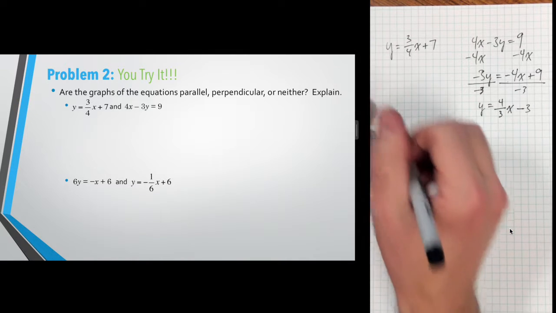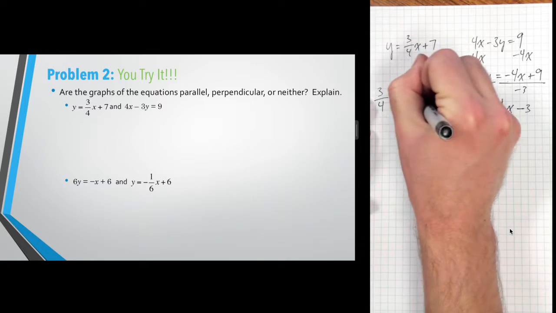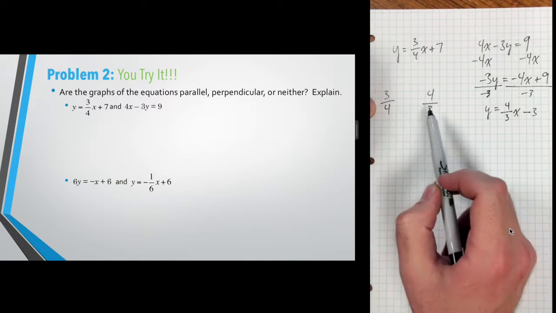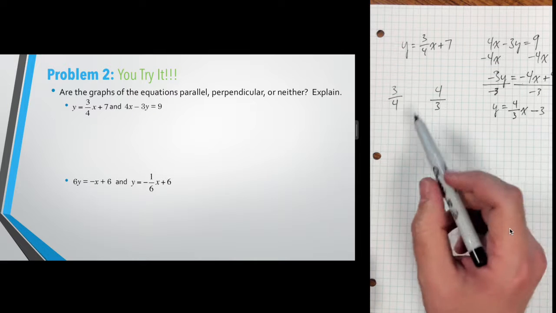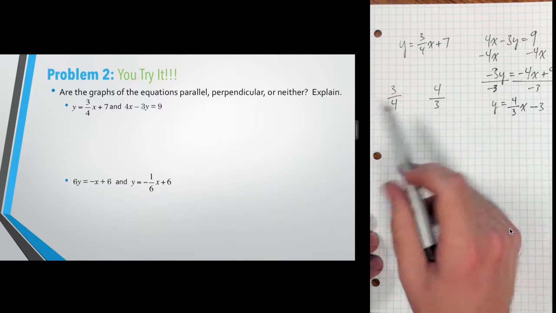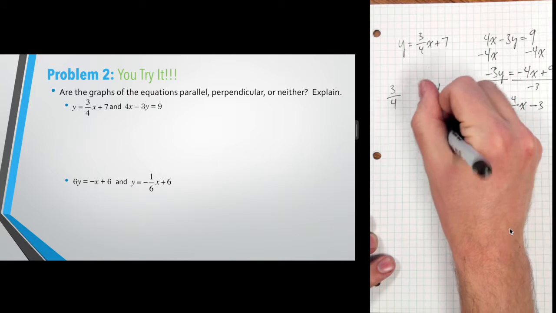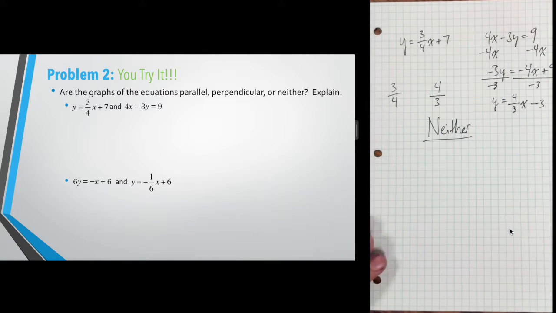Compare their slopes now. We have 3/4 and 4/3. Notice that the 3 and the 4 switch. However, they're both positive. So while they're reciprocals, they're not opposite reciprocals. And they're also not the same slopes. Therefore, this is neither parallel nor perpendicular. Okay, that's the first one.